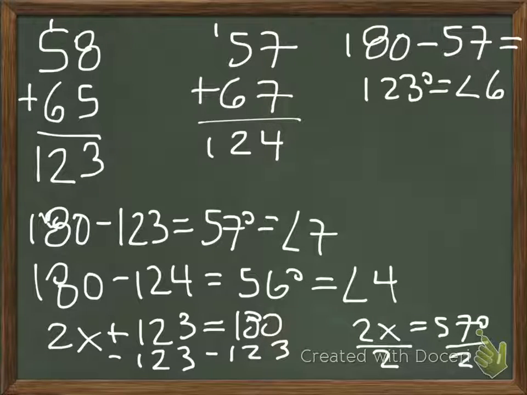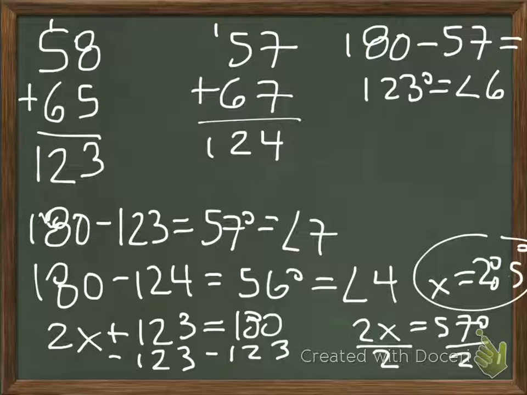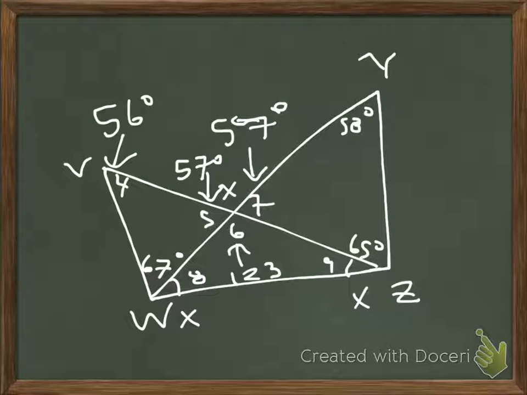And if I divide, that's actually going to give me a decimal, but that's okay. So I get 28.5 degrees. And since both angles 8 and 9 were x, they're both going to be 28.5 degrees.